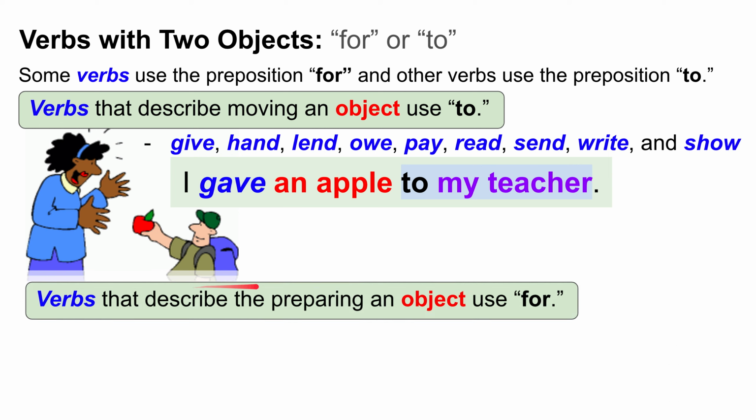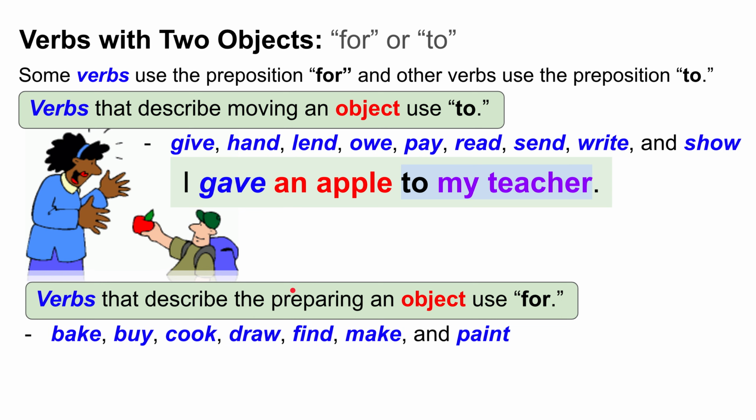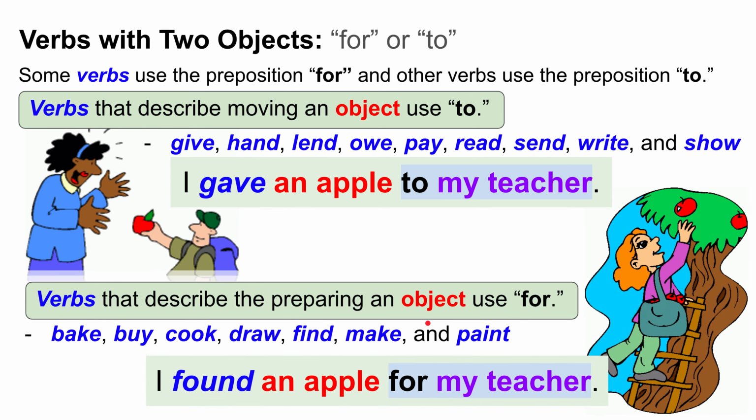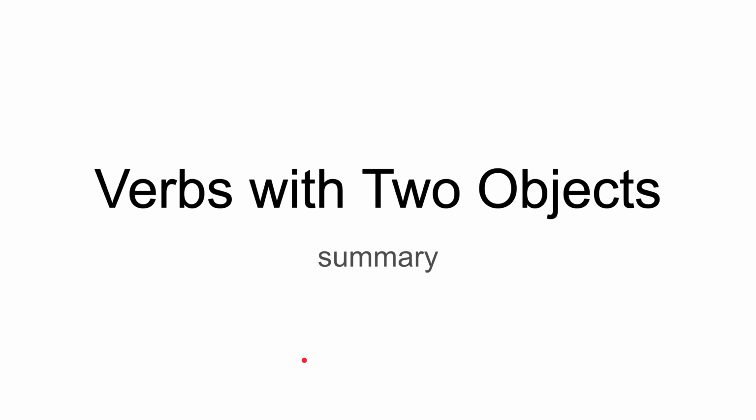Verbs that describe preparing an object use for. Examples of these verbs are bake, buy, cook, draw, find, make, and paint. For example, I found an apple for my teacher. I'm preparing the apple. I prepare for my teacher. Okay, an apple.